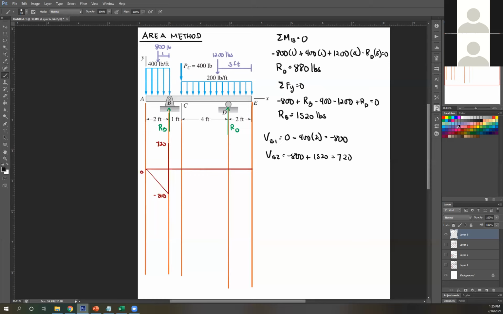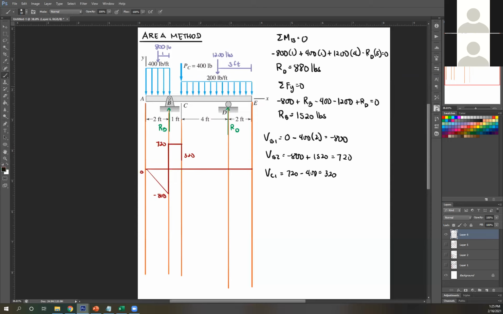Next, this is a straight line since there's no applied force here. Next, go down by 400. So you're at here. Let's call that BC1. From 720 minus 400, that is 320. Next, we're going to go down to RD. By how much?